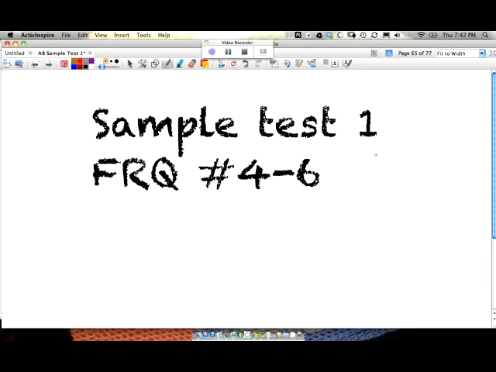Alright, next coming is the non-calculator. Ooh, the scary stuff. Numbers 4 through 6.